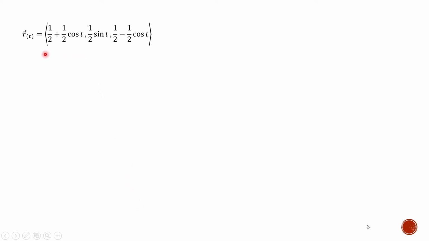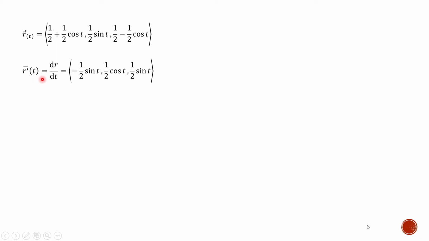So we have to write r(t) equal to (1/2 + 1/2 cos t) for i, (1/2 sin t) for j, and (1/2 − 1/2 cos t) for k. Then we have to integrate, then we have to differentiate it.